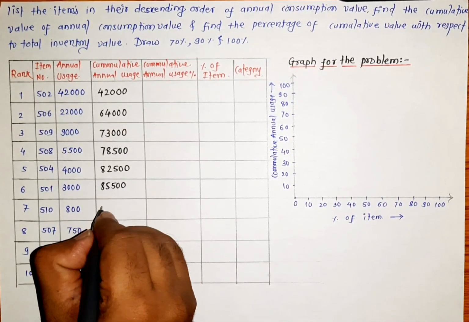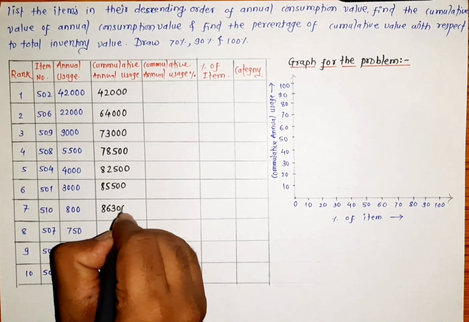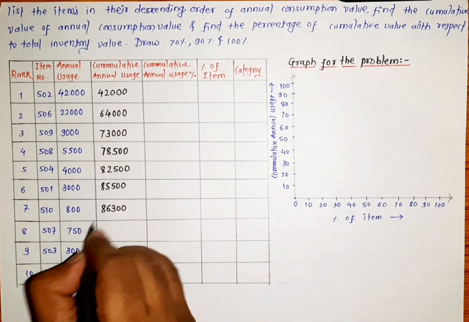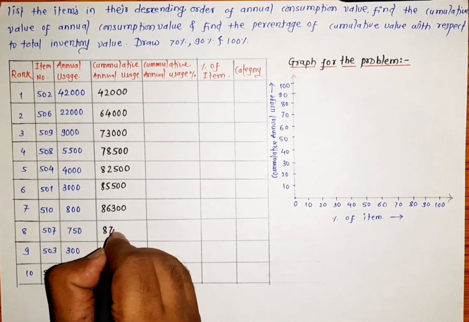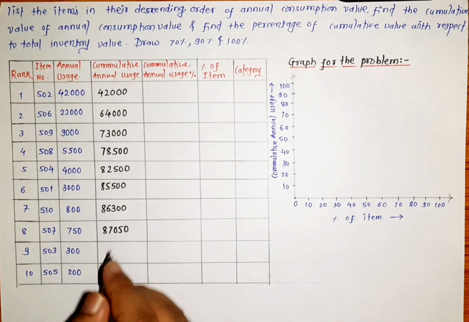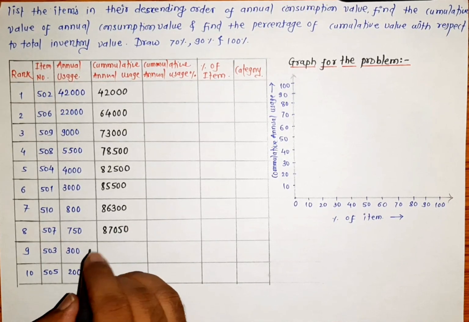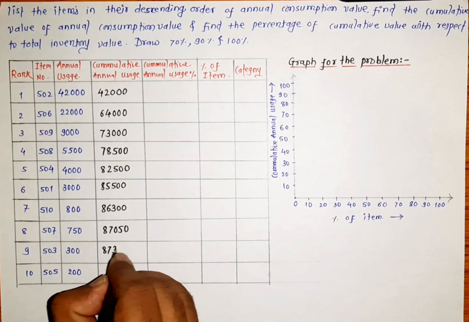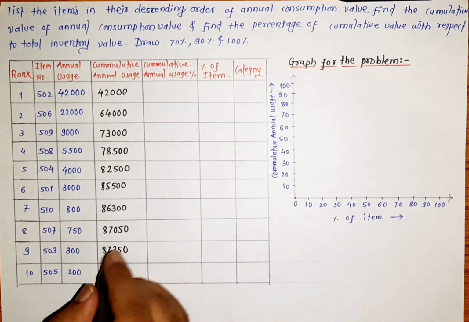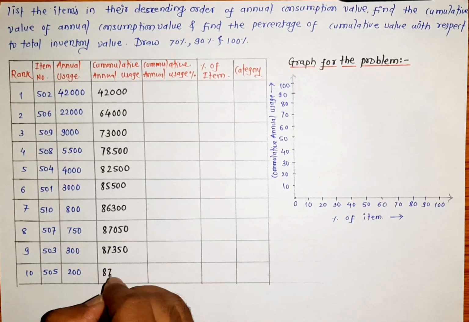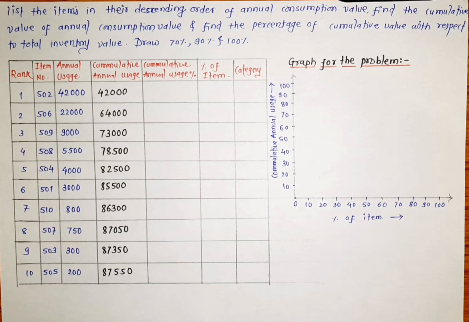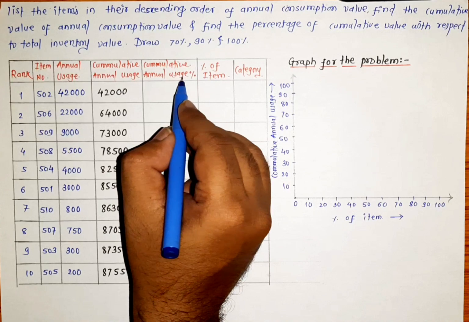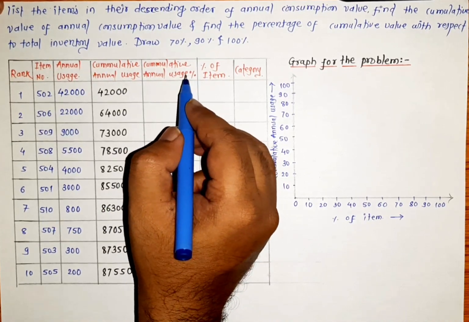85,500 plus 800, it will be 86,300. Then 86,300 plus 750, it will be 87,050. 87,050 plus 300, it will be 87,350 plus 200, it will be 87,550. After this annual consumption, cumulative annual usage, we want to calculate cumulative annual usage in a percentage.